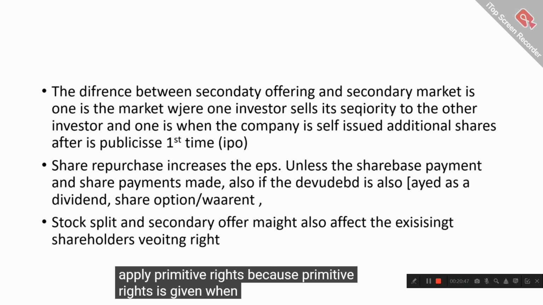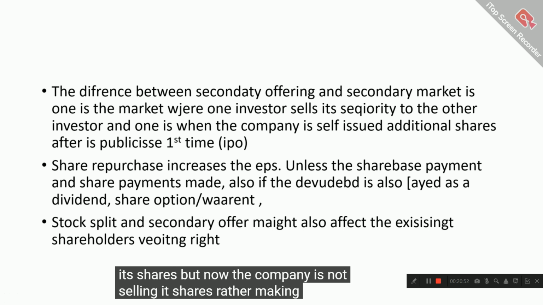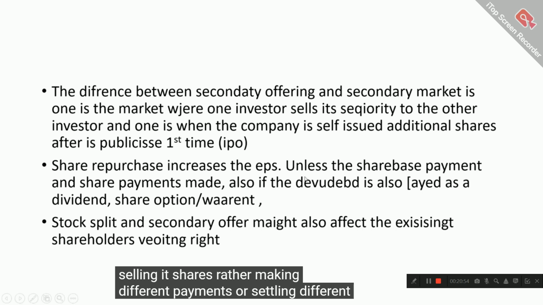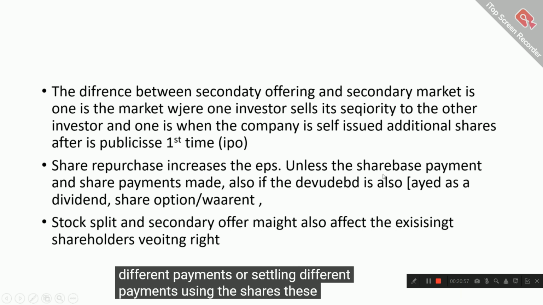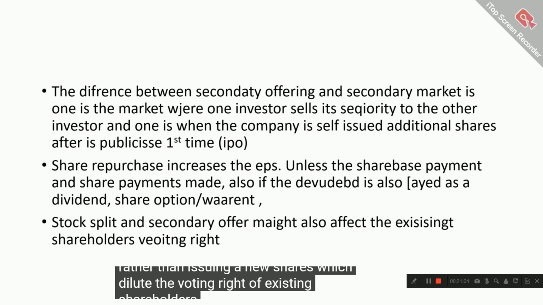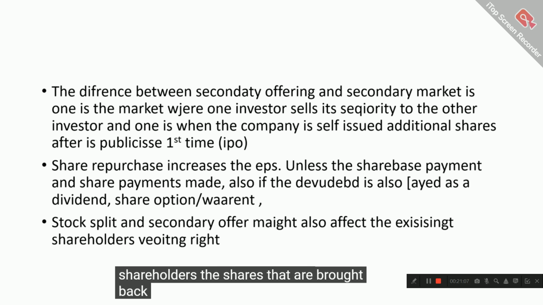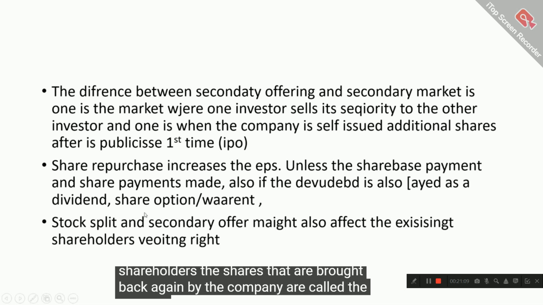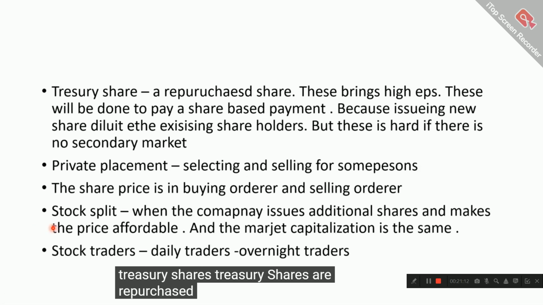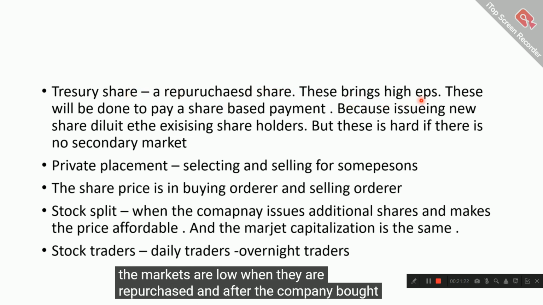This time it's better to make a share repurchase rather than issuing new shares, which dilutes the voting rights of existing shareholders. The shares that are bought back by the company are called treasury shares. Treasury shares are repurchased shares. This might mostly increase earnings per share because the total outstanding shares in the market are lower when they are repurchased. And after the company buys the shares, it can make share-based payments and other payments using the shares that it repurchased from the investors, rather than issuing new shares, which dilutes the existing shareholders' voting rights.